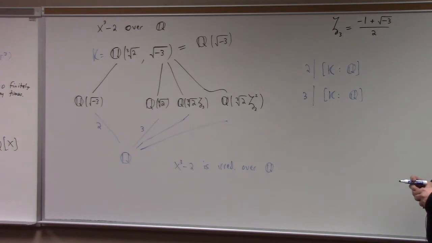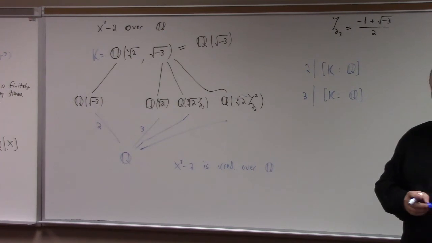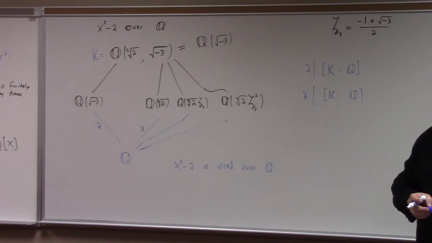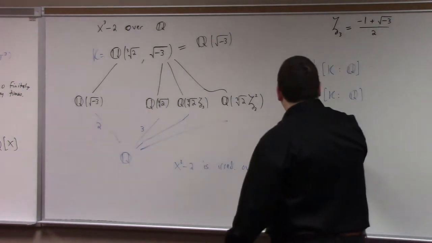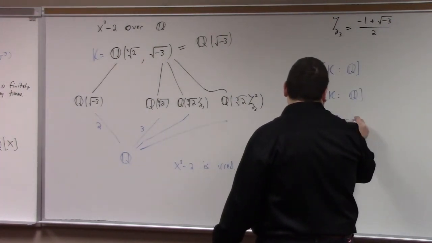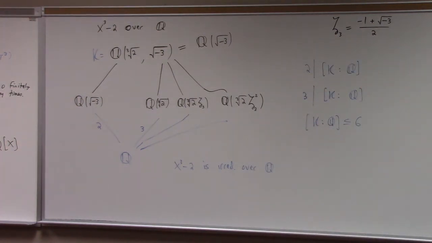But we also had the thing I did at the start of last class, right? Which was that x cubed minus 2, that's the splitting field for x cubed minus 2. And we have a general proposition that said the splitting field of an nth order polynomial is at most what? Degree n factorial over the base. So we have that the degree of K over Q is less than or equal to 6. The fact that 2 divides it and 3 divides it forces it to be equal to 6.